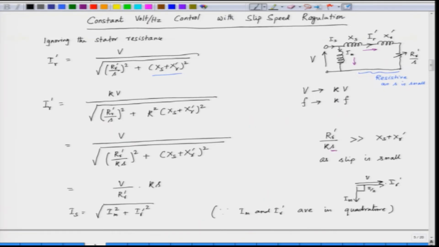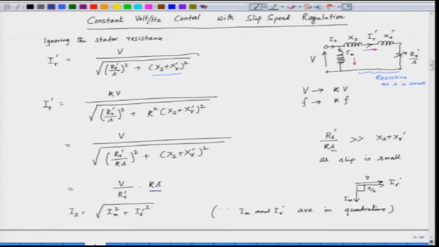So, we can find the resultant of these two by taking the square root of I m square plus I r square. I m is mostly constant, so the stator current will be constant if the rotor current is constant. What we see here is that the rotor current depends upon k into s. The voltage V is constant, and R r prime is the rotor resistance. So, if we can keep k s constant, I r will be constant.